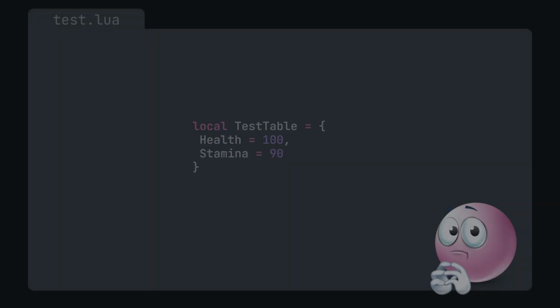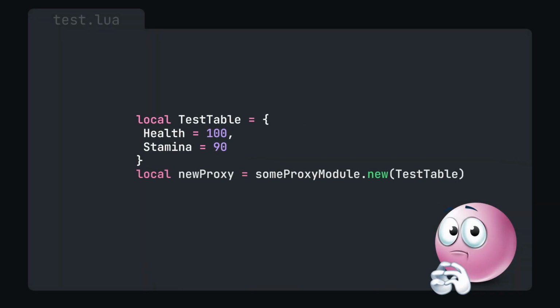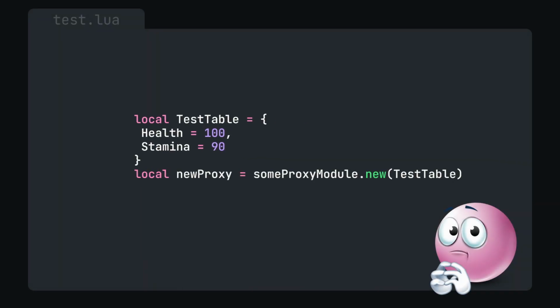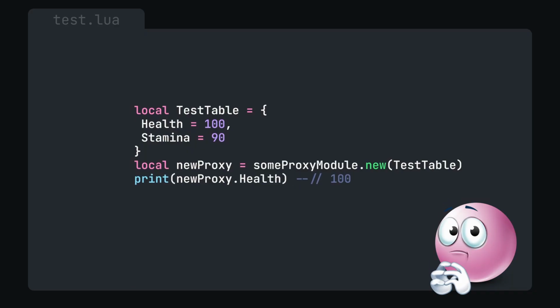Let's say we have this table. We'll create a new proxy feeding it the table, and then we can just view and edit it just like this. But keep watching till the end because the final product is something much different from what you see now, and it's pretty useful.